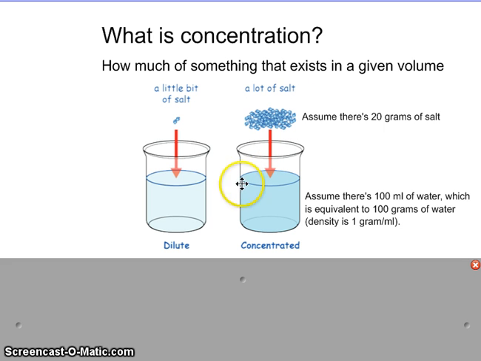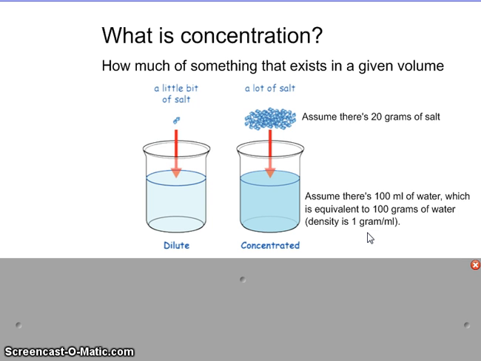Here we'll focus on the image on the right hand side, assuming that there's 20 grams of salt that's then going to be dissolved into solution in 100 milliliters of water. One thing to recognize about water is that if you have 100 milliliters of water, you have 100 grams of water because the density of water is 1 gram per milliliter.